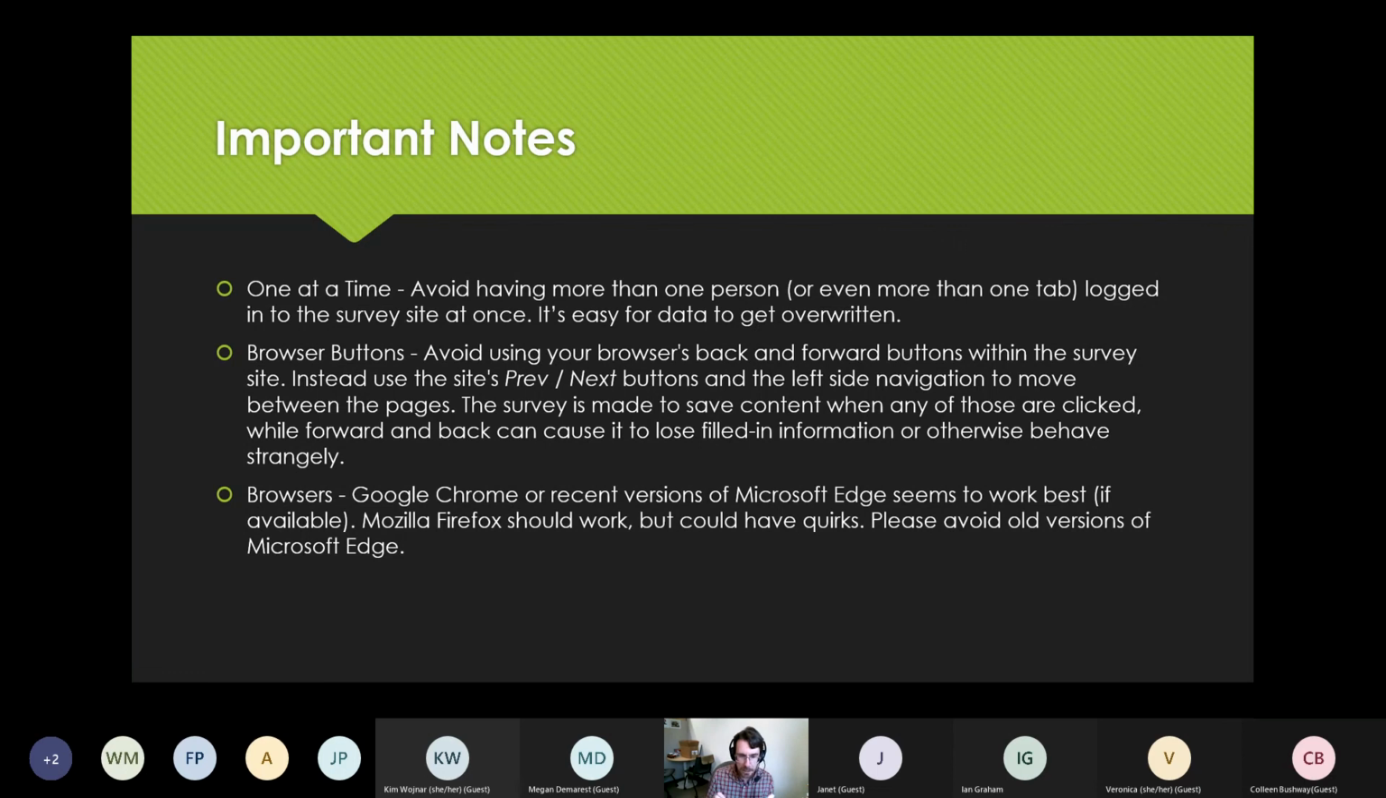Here are a few notes that probably should be much earlier than this, but I have them at the end. One at a time. I recommend not having 2 people in the report, checked into the portal at the same time, and that includes me. So if I'm going to look at your thing, we want to make sure that you're not in it at the same time. That also means if you have 2 tabs open on the report, I don't recommend that either. Because of the way that it saves things, it's really easy to overwrite if there's 2 people in there. Every time you move back and forth, you may overwrite what somebody else is doing. So I recommend never having more than 1 person and never having more than 1 tab going.